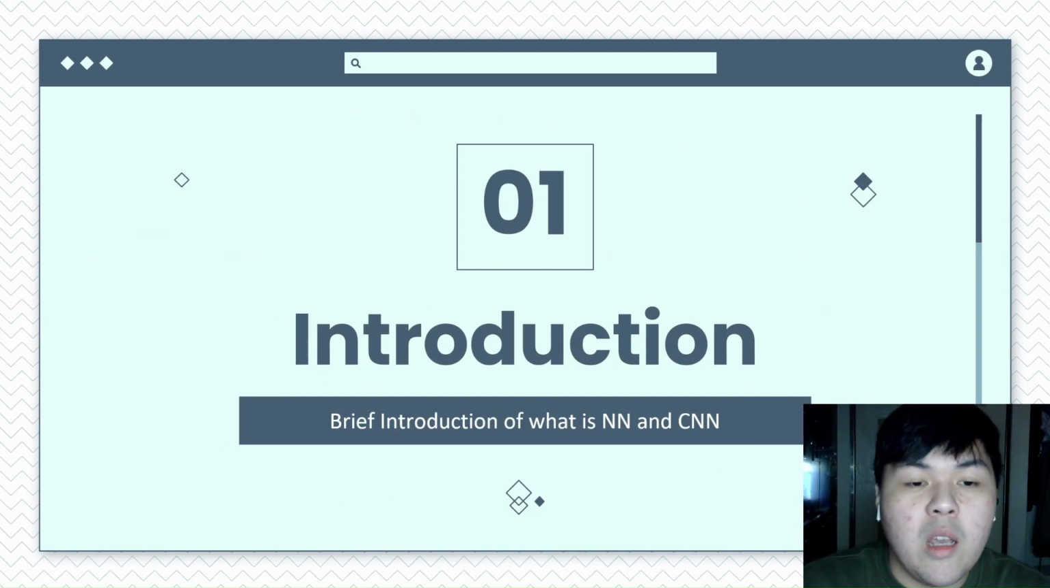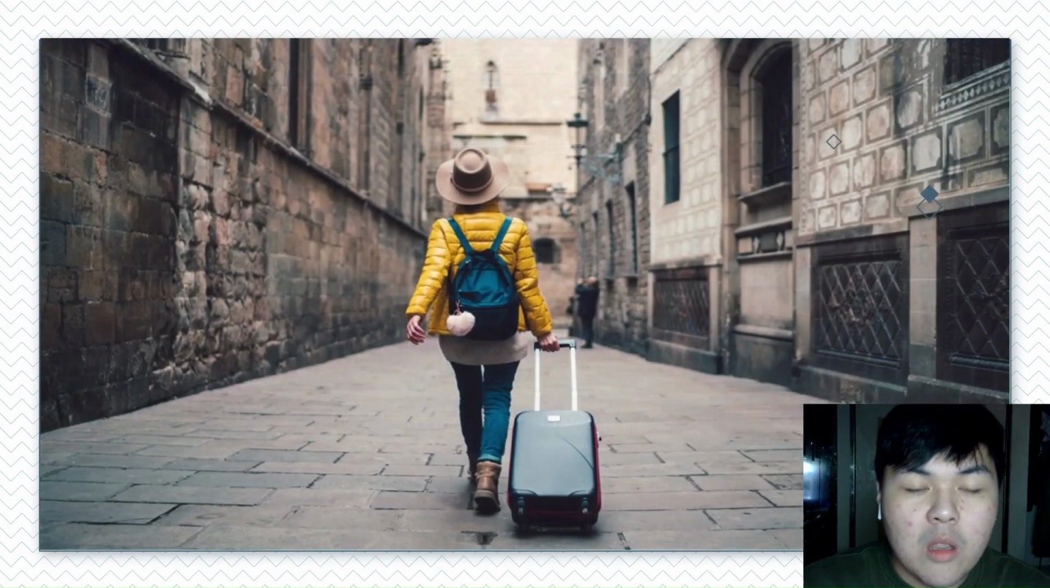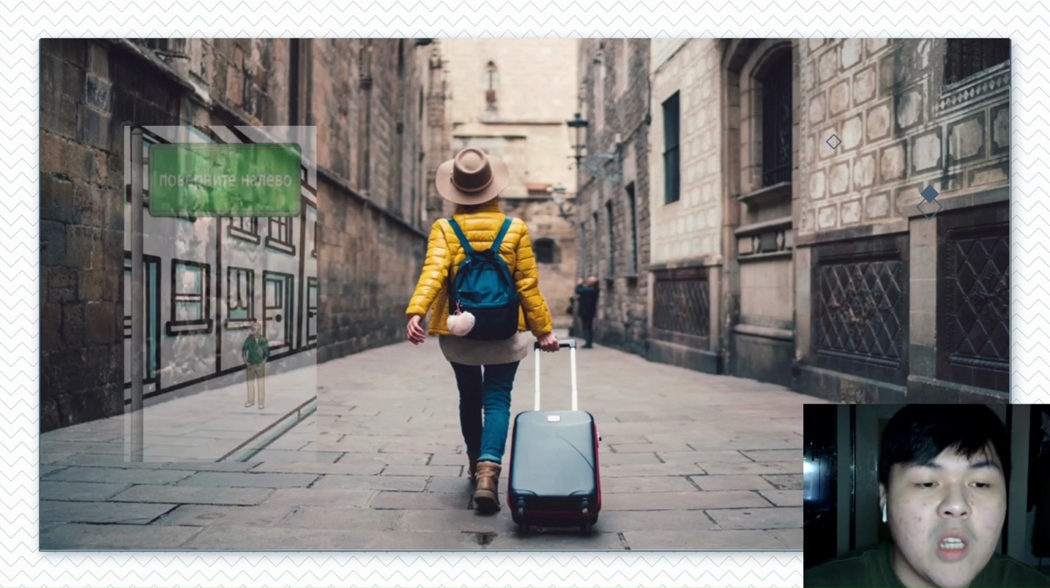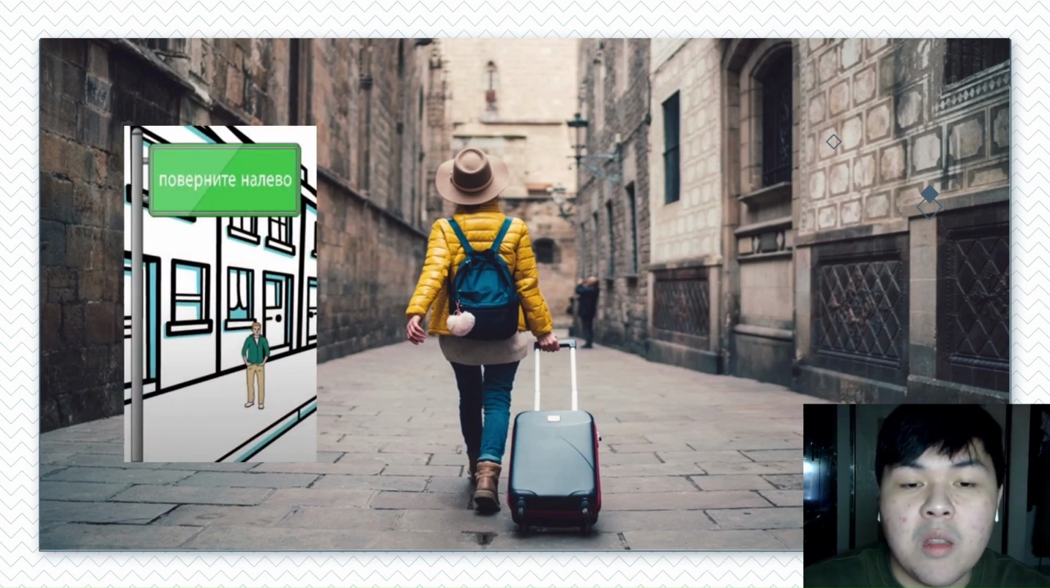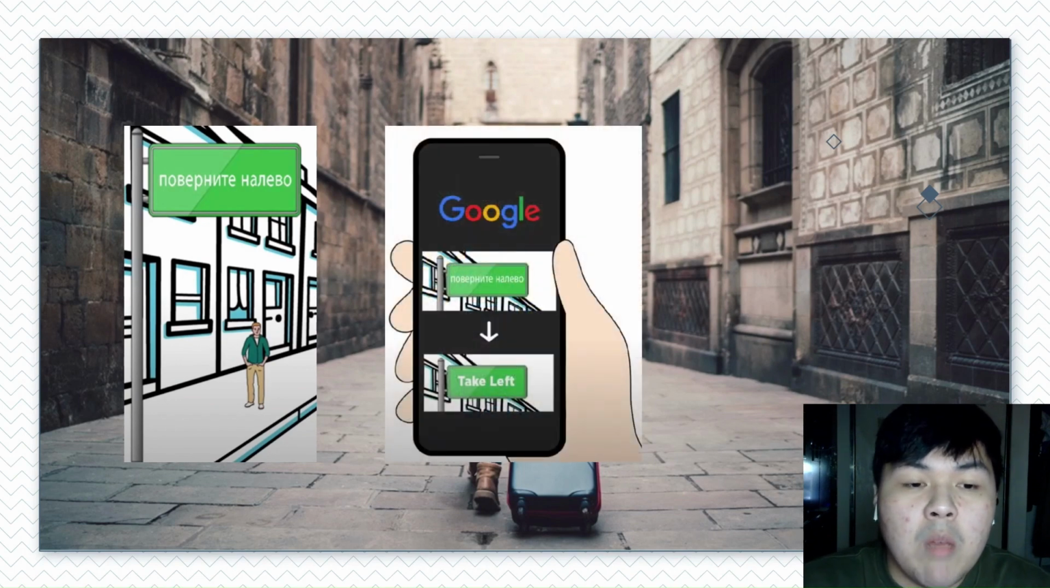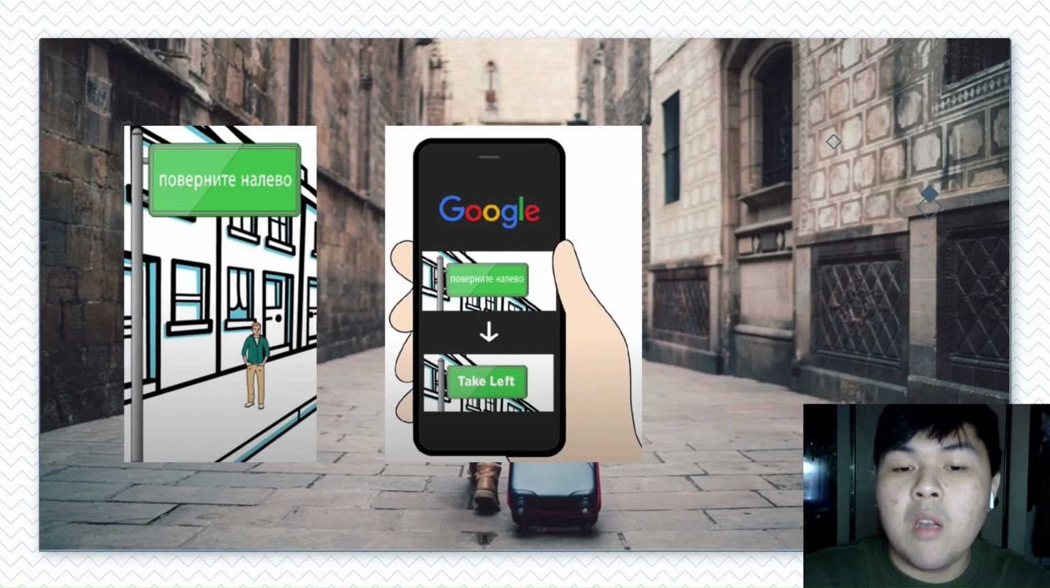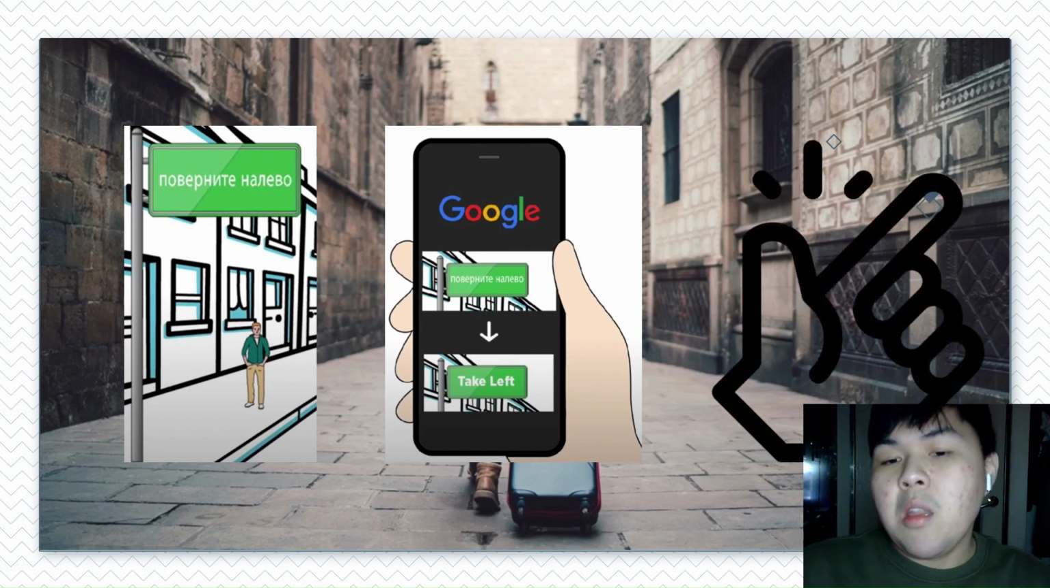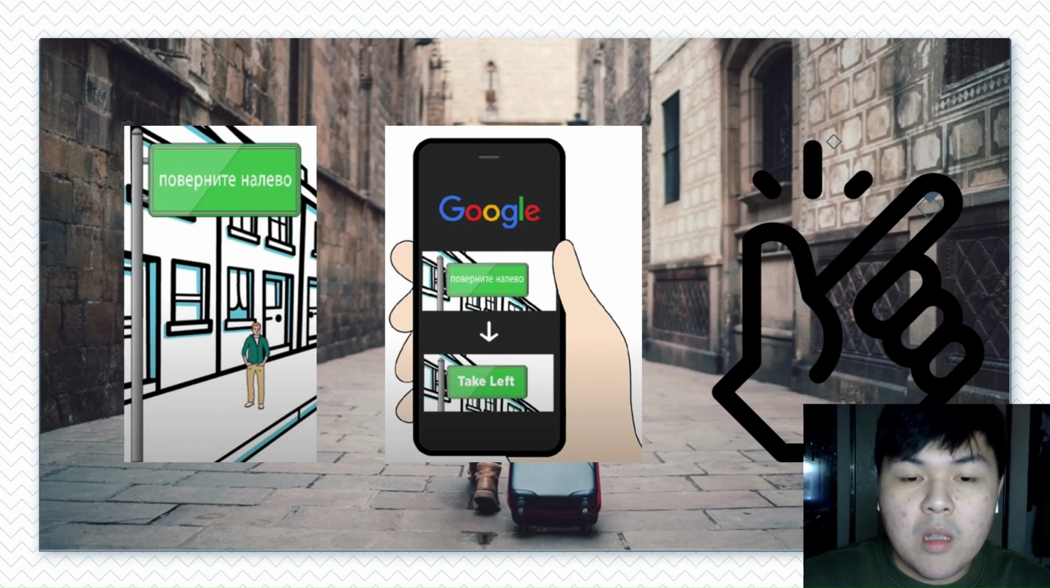So here is the introduction. Let's imagine that I am traveling abroad to Russia, but since my mother tongue is Indonesian, I cannot understand Russian. But since I have Google Translate in my smartphone, I can just point to the word that I want to translate, and Google Translate will translate it for me. That's a problem solved, and I can continue my traveling with ease.